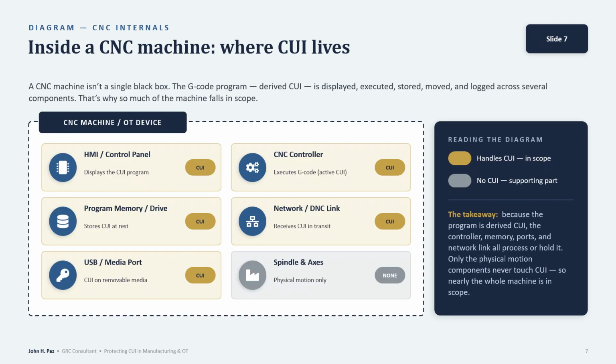Let's open up the machine. A CNC isn't one black box, it's several components, and the G-code program is derived CUI that touches almost all of them. The HMI displays it, the controller executes it, the memory stores it, the network or DNC link receives it, and the USB port can sideload it. The only part that never touches CUI is the physical motion, the spindle and axis. That's the visual reason the machine is in scope. Protecting the building it sits in isn't enough when the data lives inside the controller, the memory, and the ports.